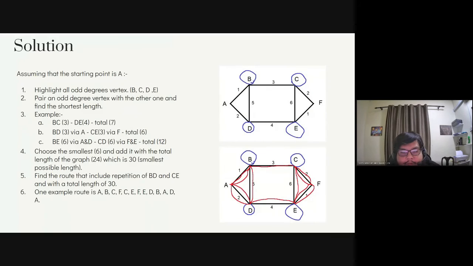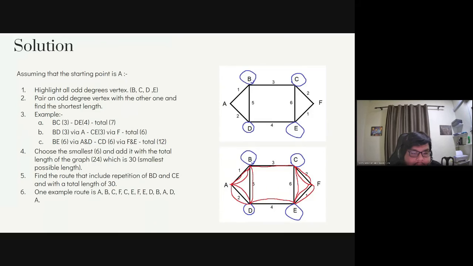So we need to assume a starting point. In this solution, I have chosen the point A. First step is to highlight all odd degree vertices. In this graph, they are B, C, D, and E. Second step is to pair an odd degree vertex with another one and find the shortest length.